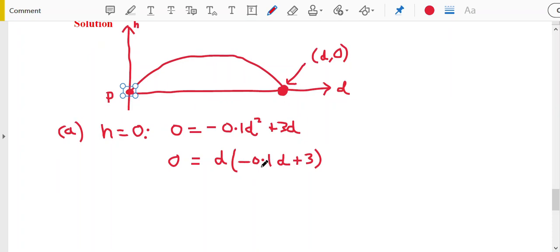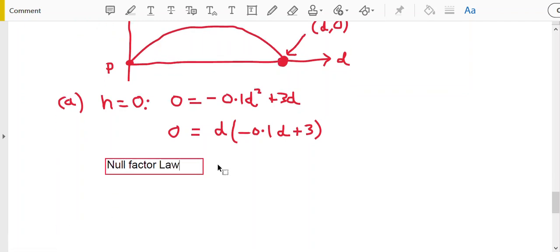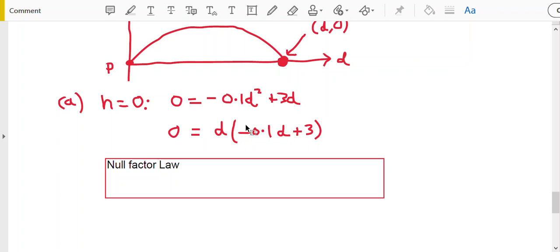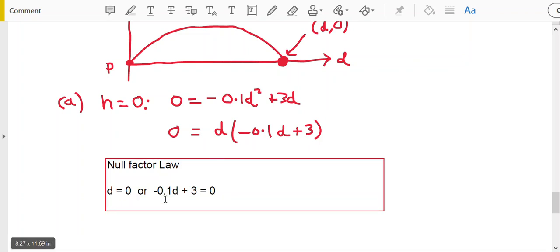Now, because I've factorized it and it equals 0, I can actually use the null factor law, as I've used in the previous examples. Basically, the null factor law says that these two things that are being multiplied together, one or both of them could be 0. So that would be d equals 0, or negative 0.1d plus 3 equals 0. So our job here is to solve both of these equations.